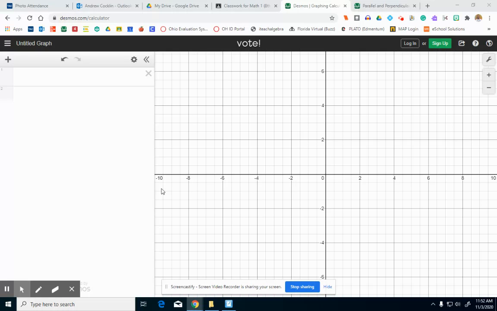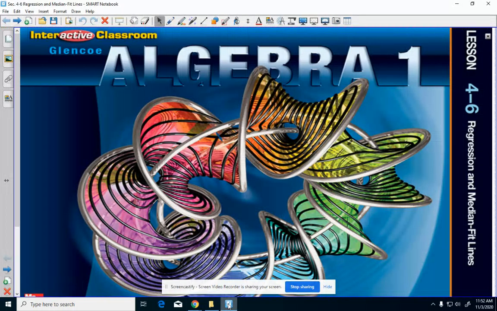So today we're looking at section 4.6. It's very similar in nature, okay? But it's called regression when you use, I guess, a tool to help you find the line. So when you do it by hand, it's called a line of best fit. When you use a calculator or a computer, it's called regression.